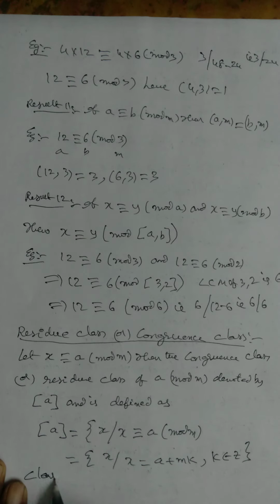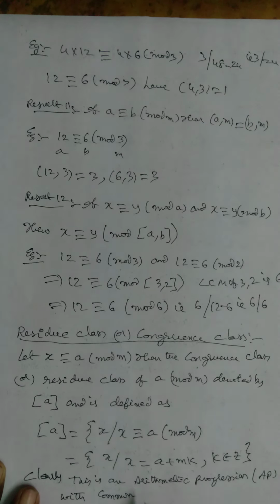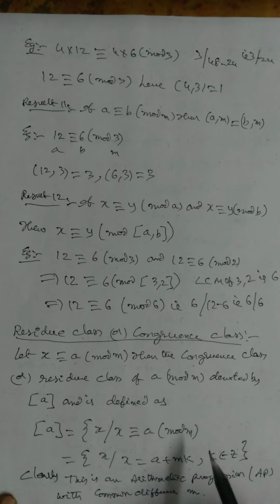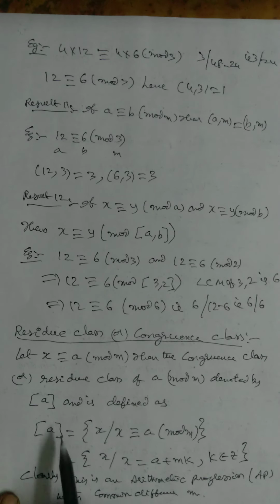Clearly this is an arithmetic progression, AP, with the common difference m. This is the definition of residue class: the set of x such that x is congruent to a mod m is nothing but bracket a.